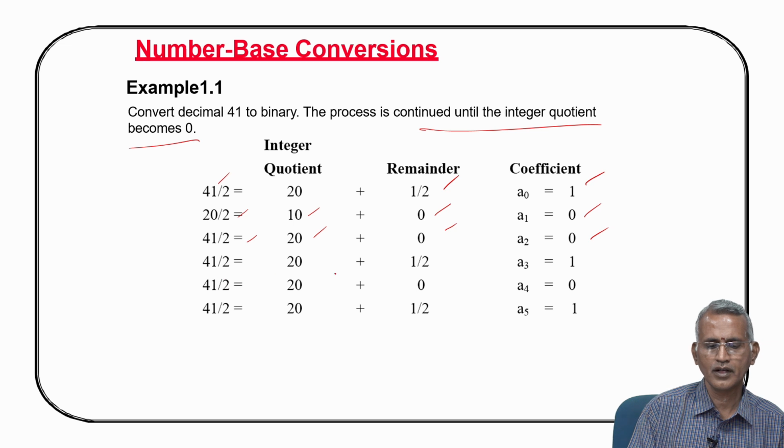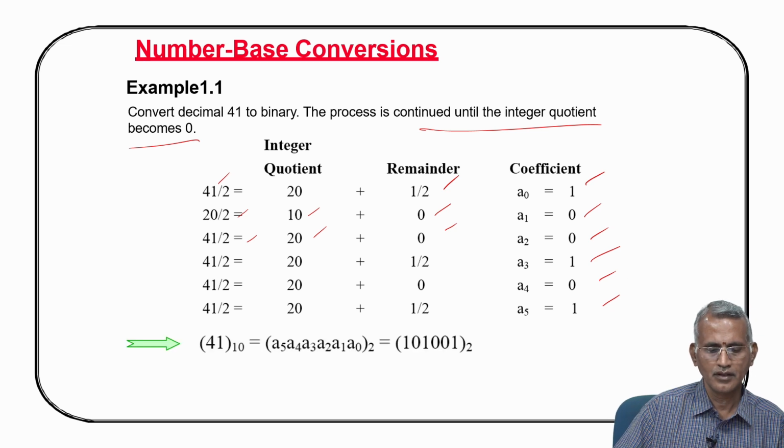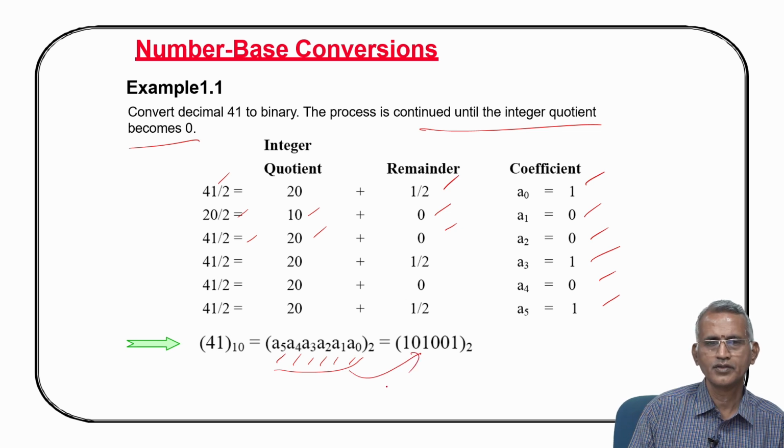So 41 by 2 corresponds to 20 and a half, so we have 1. Similarly, go ahead like that, and we have 1 0 0 1 0 1. So this way we can represent the binary process. Therefore, 41 base 10 can be expressed as A5, A4, A3, A2, A1, A0, and the corresponding representation is 1 0 1 0 0 1. So this way we can convert a normal number to binary.